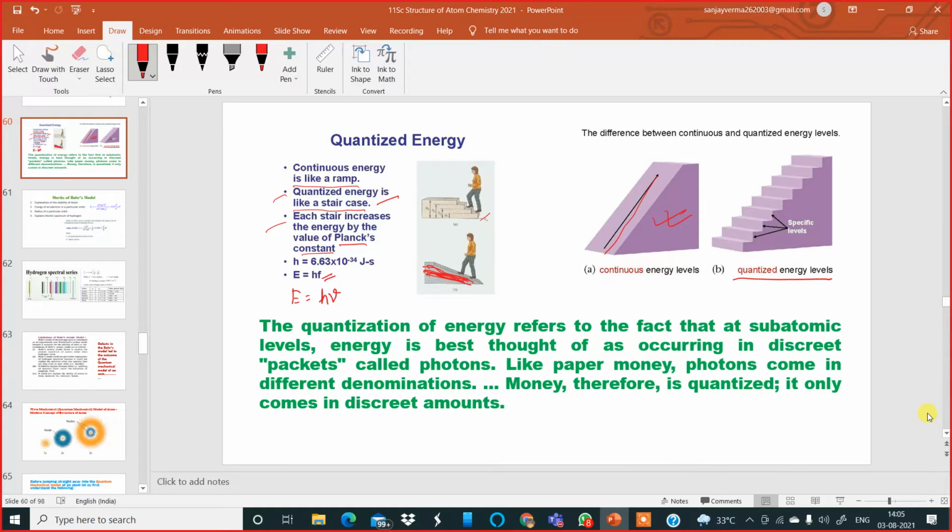Here, the quantization of energy refers to the fact that at subatomic levels, energy is best thought of as occurring in discrete packets called photons. The packets of energy are called photons. Like paper money, photons come in different denominations. Money, therefore, is quantized. It only comes in discrete amounts. So remember that. That is all about quantized energy, which I have explained in this slide.